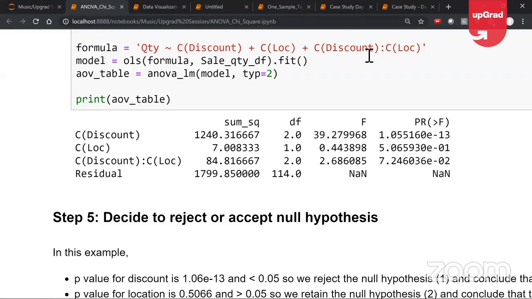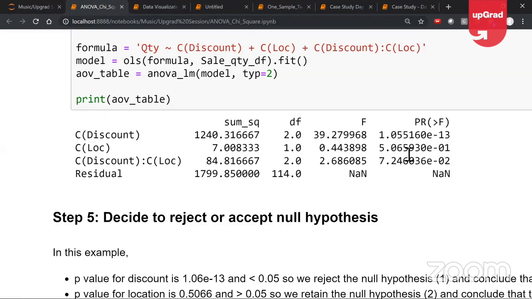So now, very interesting, discount is a very good feature. Quite obvious, if you're having higher discounts, people will buy more. So discount and quantity are very highly correlated. And you can see the p-value is very low, so p-value is significant here. That means discount is a very significant feature to predict quantity. But very interesting, location is not. Location has a very high p-value.